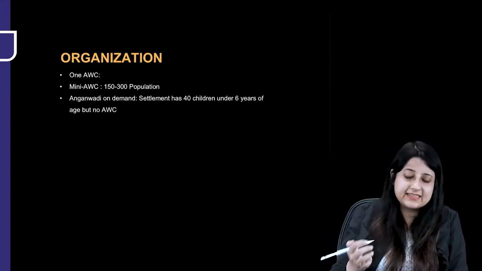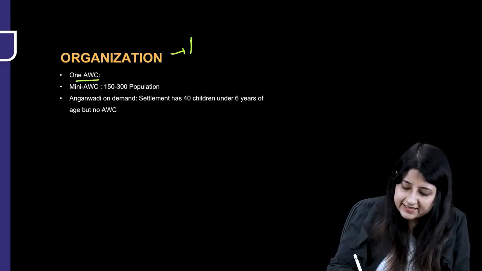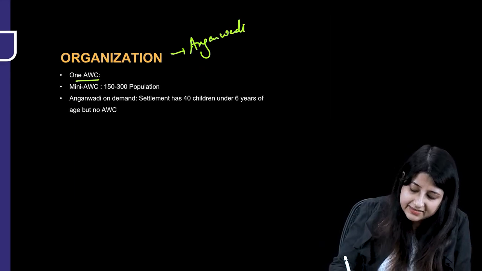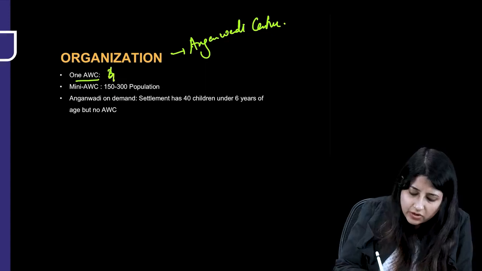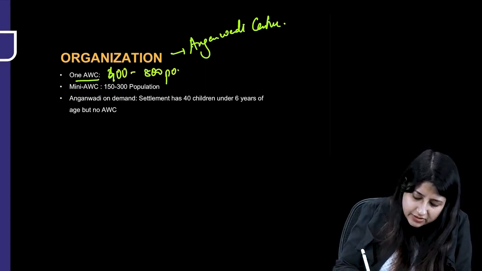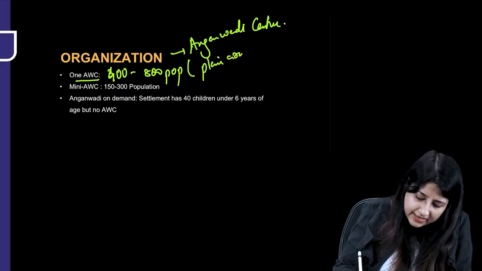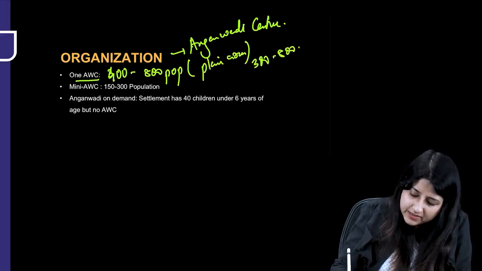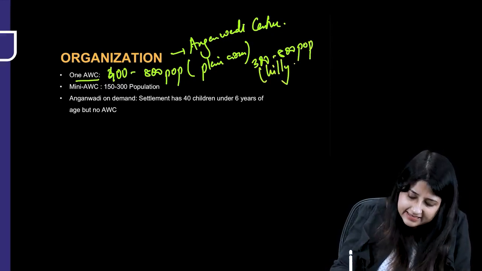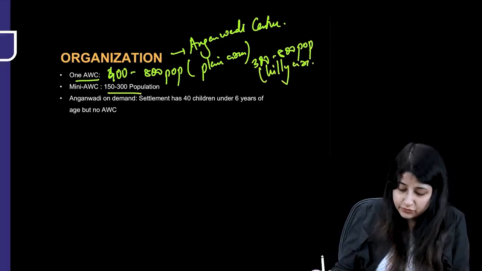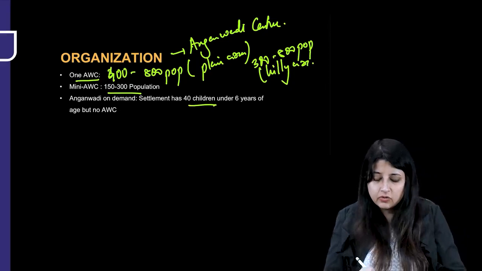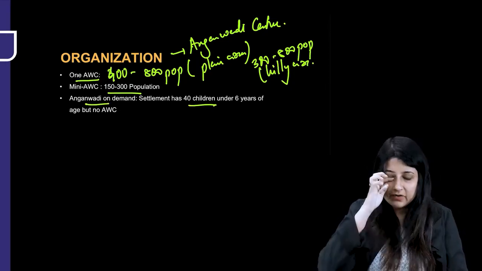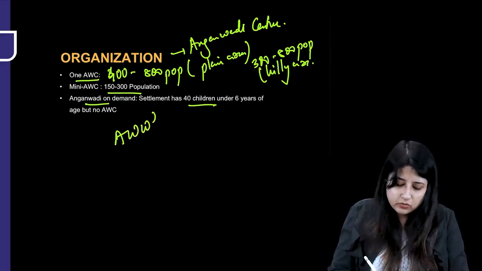Please remember the organization that it is running is the Anganwadi Center. ICDS is running where? In Anganwadi Centers. And we definitely get the question, one Anganwadi Center is for every 400 to 800 population. In which area? Plain areas, and 300 to 800 population in which area? Hilly areas. And in case there is a mini Anganwadi, 150 to 300. And if there is no Anganwadi center, but the settlement has up to 40 children under 6 years, the Anganwadi center can be set up on demand. And here, who is the main person based? Anganwadi worker.